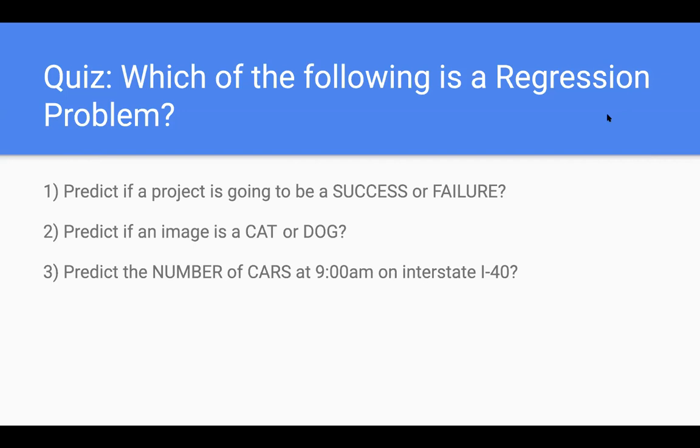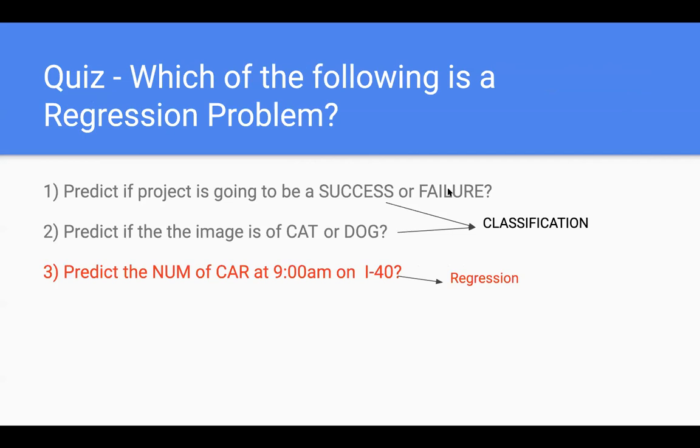The correct answer is 3, which is how many cars there will be at a given instant of time. The reason is that you have a continuous value. The number of cars can change from 0, 1, 2, 3, and so on. Whereas with an image, you can classify into certain types of objects, whether it's a cat or a dog, so it's a distinct value. Same with the first one: the project could be either a success or a failure. Those are distinct values, whereas regression has a continuous output. So that's good to know.